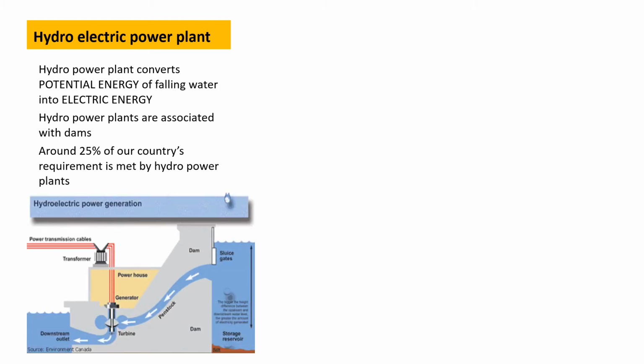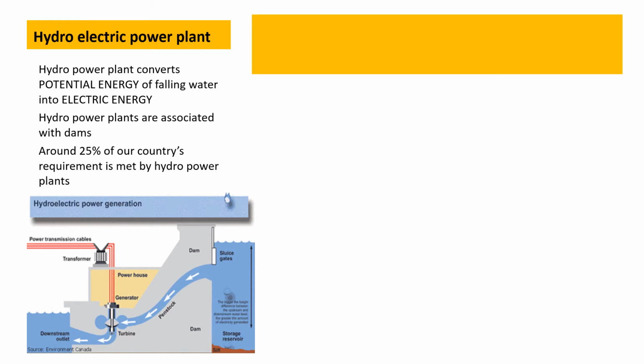So this is a model of a hydropower plant. What happens is we have a dam here. See, water is flowing from the dam here. As soon as the water flows, we have a turbine here. It will start to rotate. The generator will produce electricity, and we have the power transmission cables here, right? This is the basic thing that you should know.